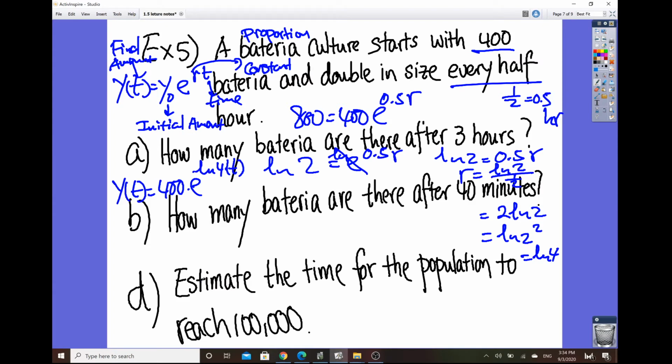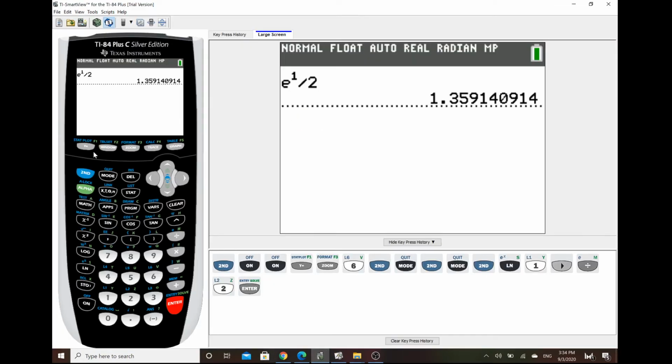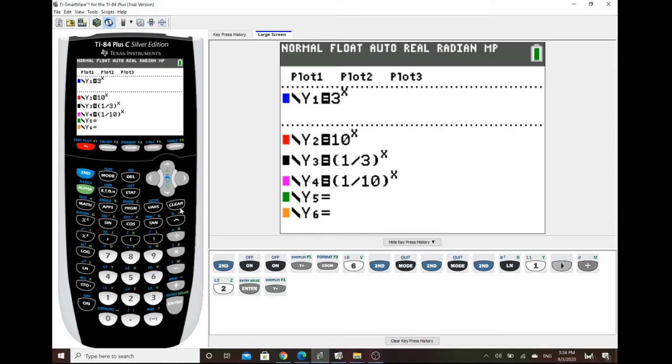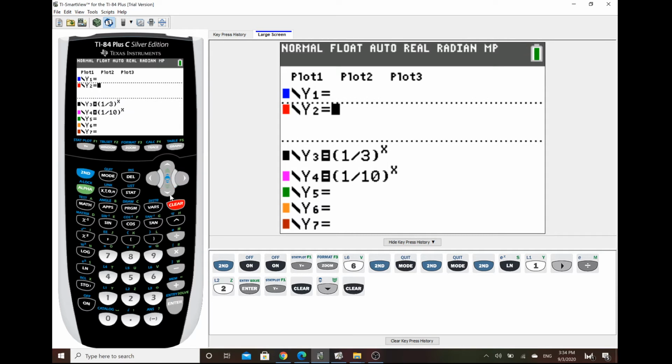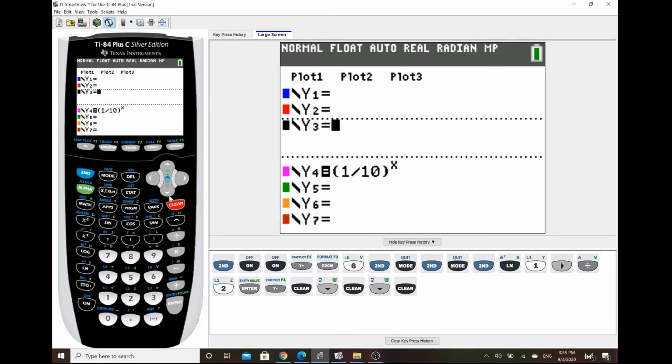And now let's find out the rest of the elements here. So how many bacteria are there after 3 hours? In order to find that amount, you can always plug in the number. Since we do know the equation, we can always put it back into the calculator. So you want to go to y equal, and make sure that you clear off the function that we put in previously.